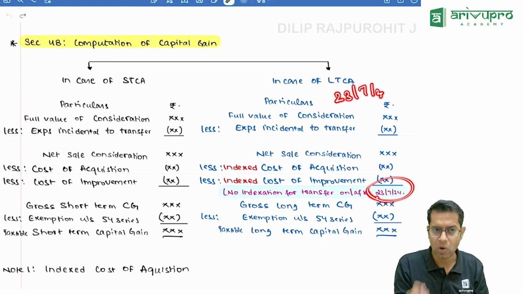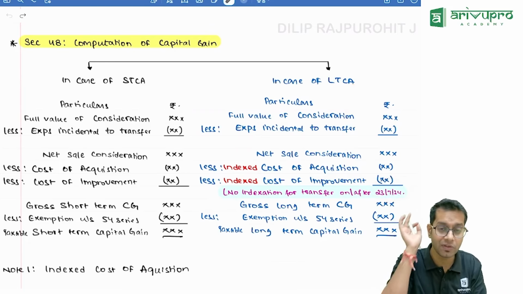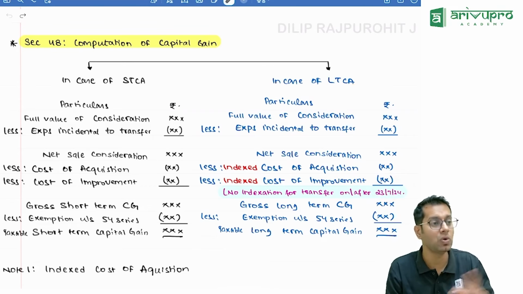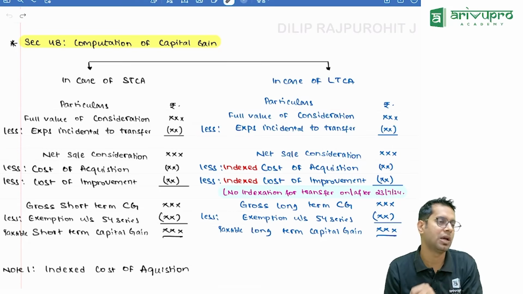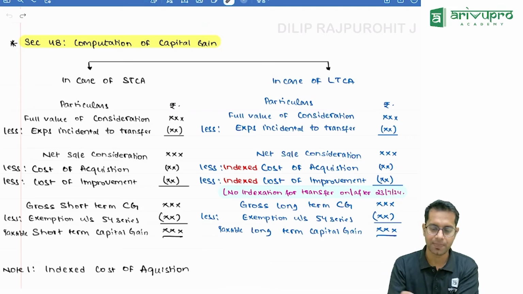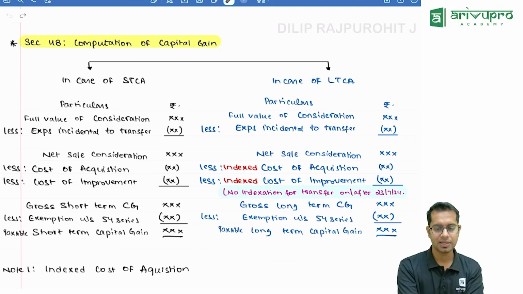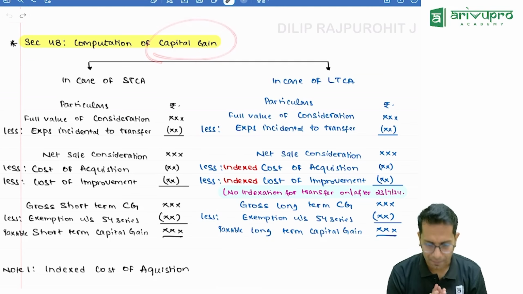Correct? So here, normally students will not make a mistake, but you should be very careful when you are doing a question with respect to conversion of capital asset into stock in trade, or compulsory acquisition, or insurance claim received, etc. Okay. So, what is the crux, sir? The crux is for computation of capital gain.